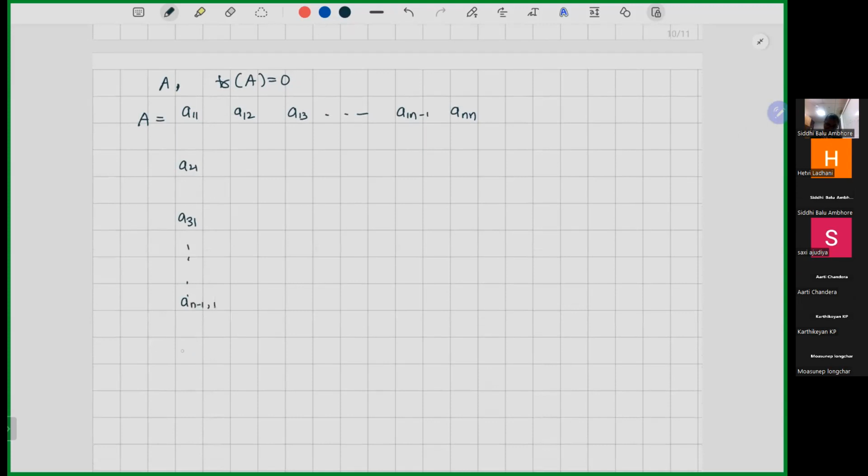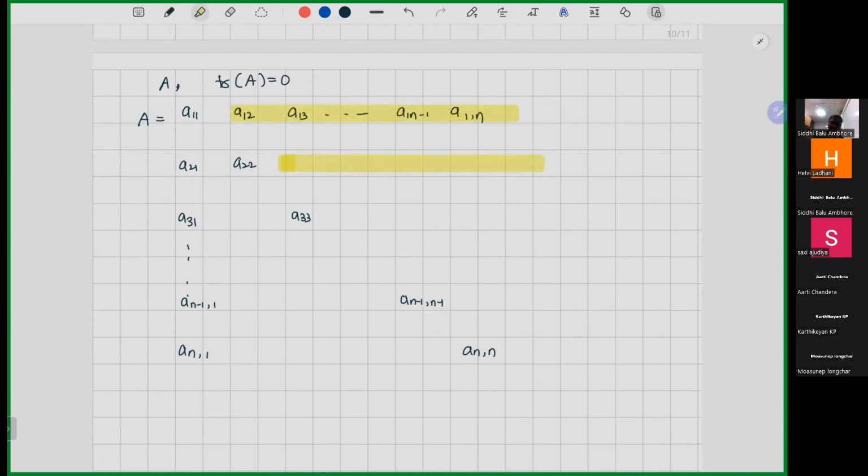N minus 1, 1, AN1. And diagonals we have, right? A33, AN minus 1, N minus 1. And here AN comma N. Here A1N.